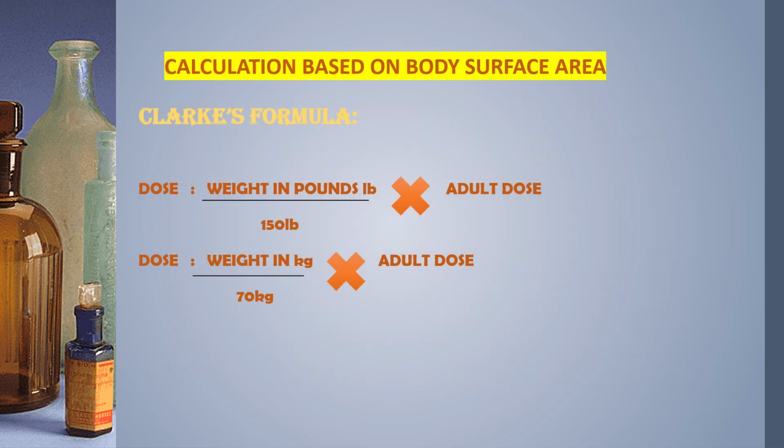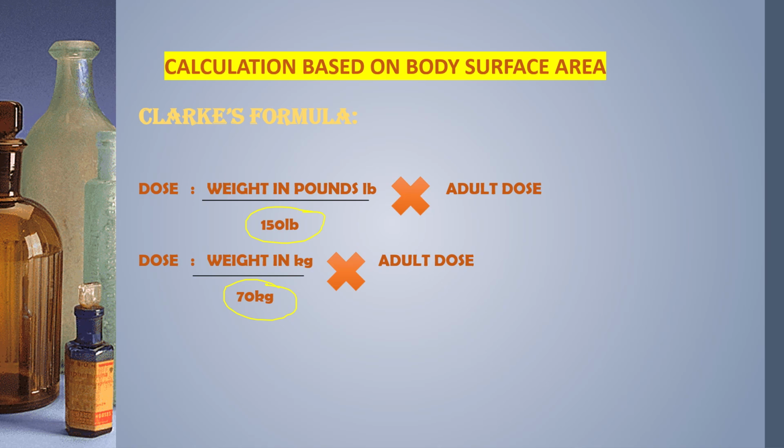Now there is another formula that we all know, that is Clark's formula, that is for the body surface area. Now you don't know how many mg or whatever. So how will you decide the dose? If it is in pounds, it will be your weight in lb divided by 150 lb into your adult dose. Now if your weight is in kgs, it will be weight in kgs divided by 70 kg. What you have to remember is this standardization of 150 and 70 into adult dose.